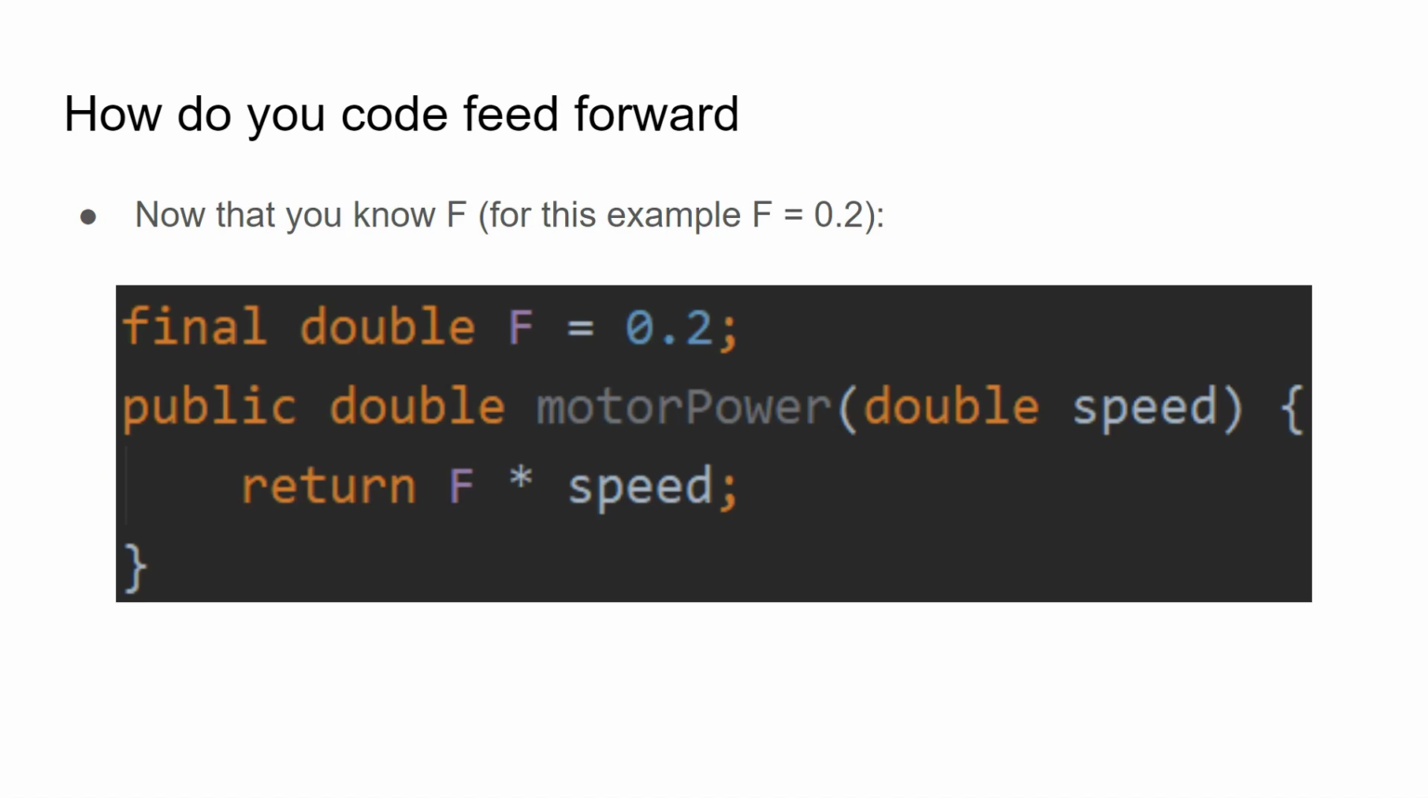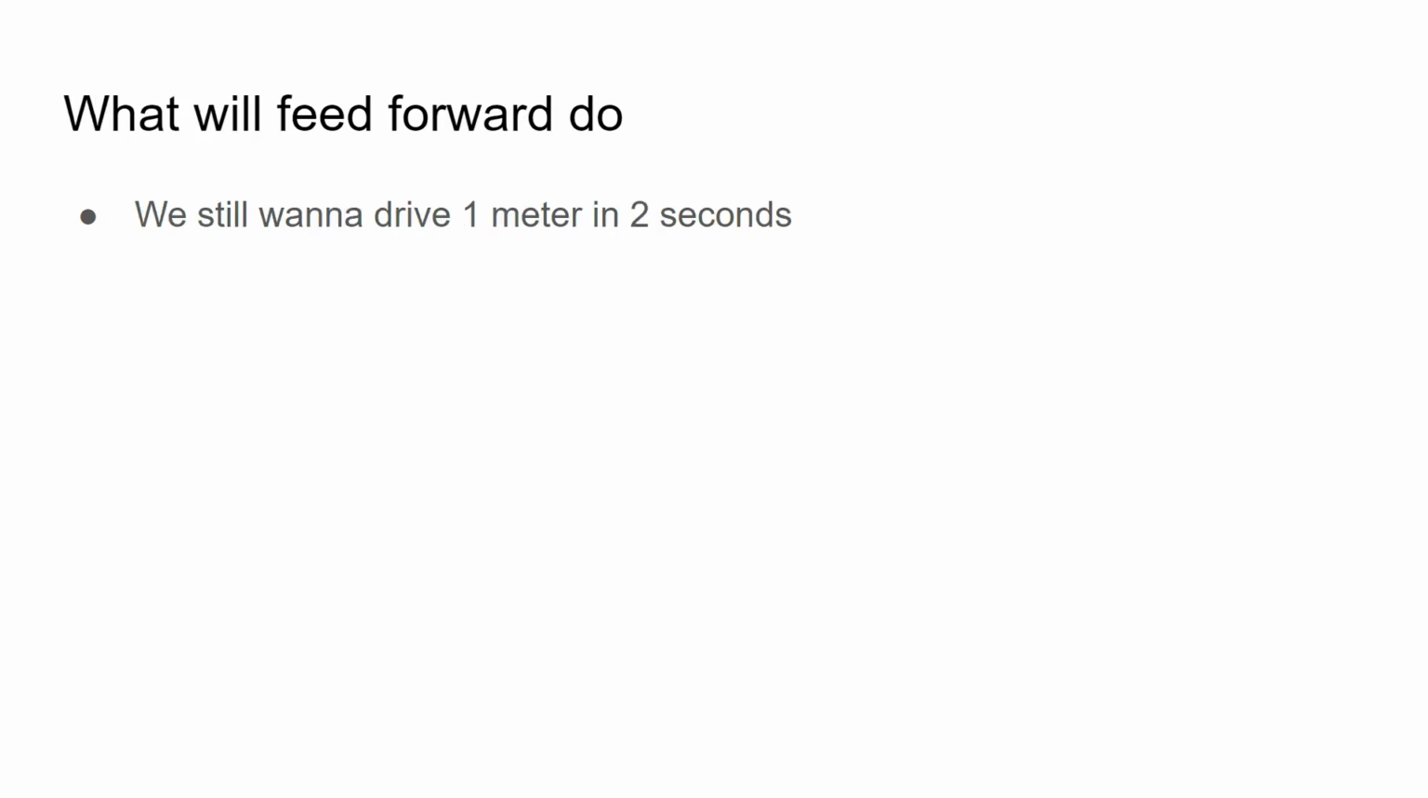It's not too bad. You have a final double here because it's a constant that you're never going to change. And to get the motor power, you simply supply the speed that you want and you return F times that speed. Fantastic. Super easy. So what will this actually do for us? How well is this going to do?